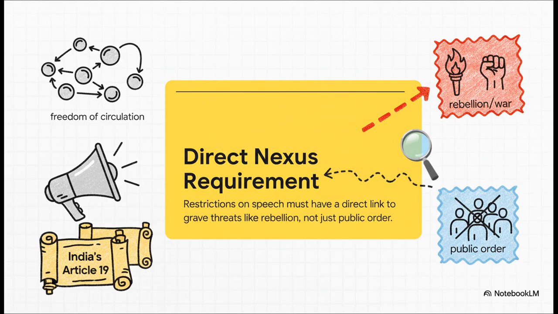It said you can't just ban something because you're worried about public order. No, the threat has to be much more serious. It has to be something that could undermine the security of the state itself. We're talking about things that could lead to rebellion or war. This was a massive, massive victory for the free press.